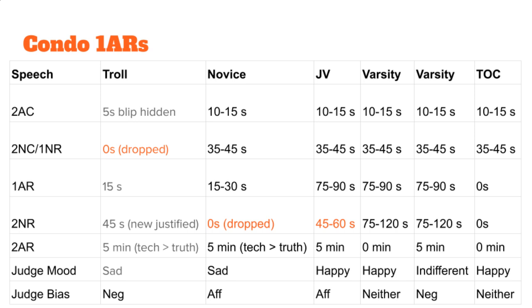Now we get to that JV level. The neg has now figured this out. They have now figured out the condo is in there, and so they've started to respond to it and point out the drops. And so now the minimum amount necessary for that team to win is they have to spend more time and answer all the 2NC arguments. So they're extending it, line by lining it, all of that. The JV team is spending more.